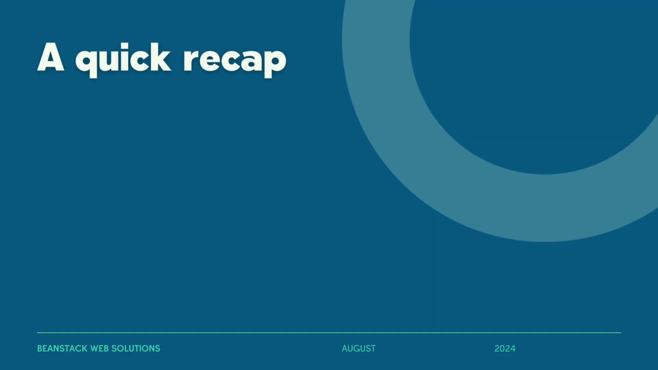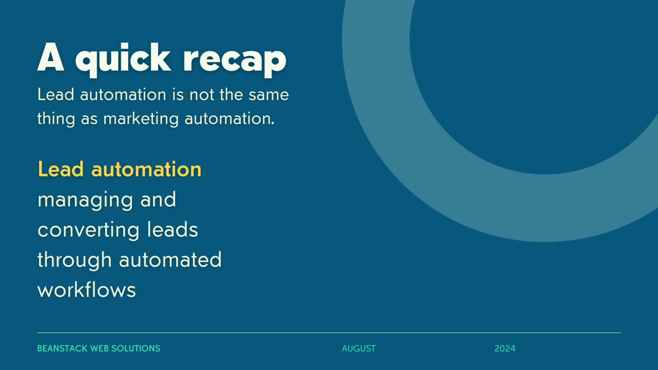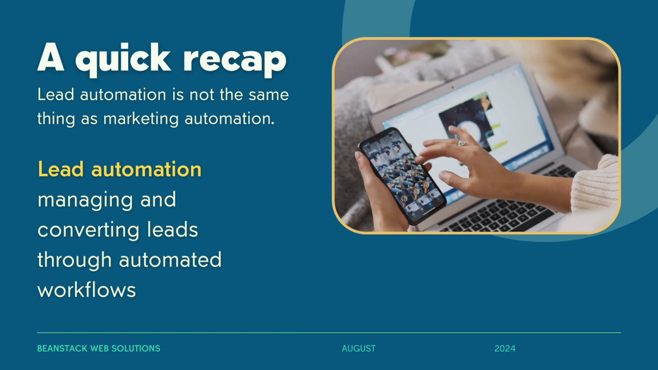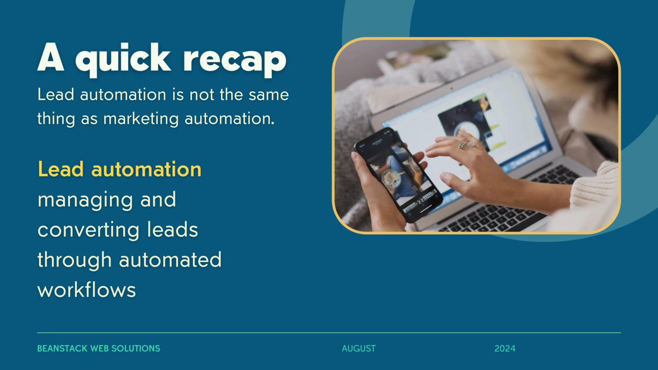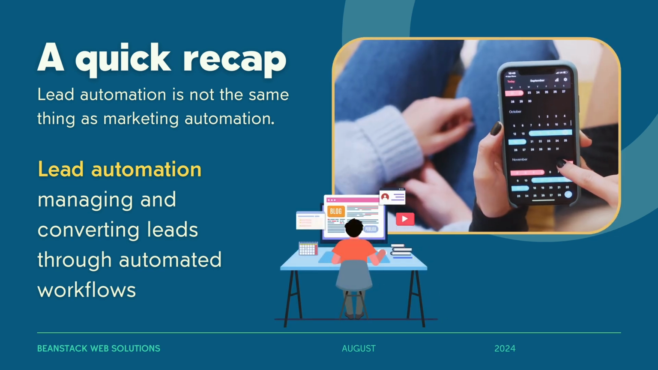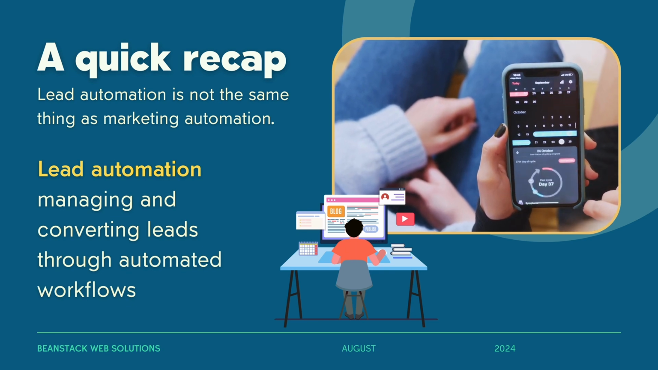Okay, so let's try to recap so we can regain some clarity. Now, people might confuse lead automation with marketing automation, but they're not the same thing. Lead automation specifically focuses on managing and converting leads through automated workflows, whereas marketing automation refers to a much broader set of ideas and activities, such as content marketing and content production, perhaps social media scheduling, and other things like that, where you might find automations as well.